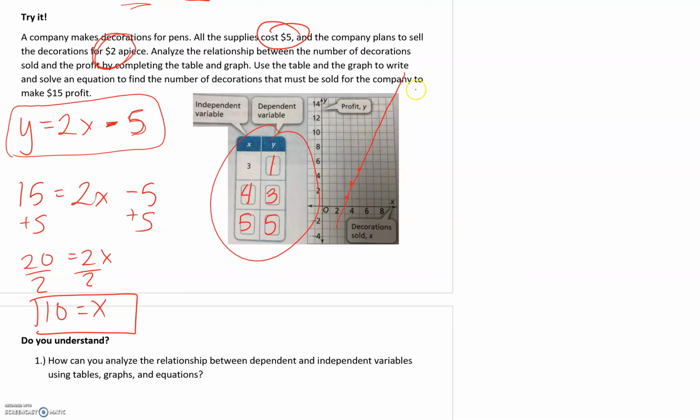Now they wanted to know when the company is going to make a $15 profit, so I did it 2 ways. Here I extended my line. So right up at the top here, that would be at 10 for your $15 profit, or I solved my equation to also get that 10 is my answer here.